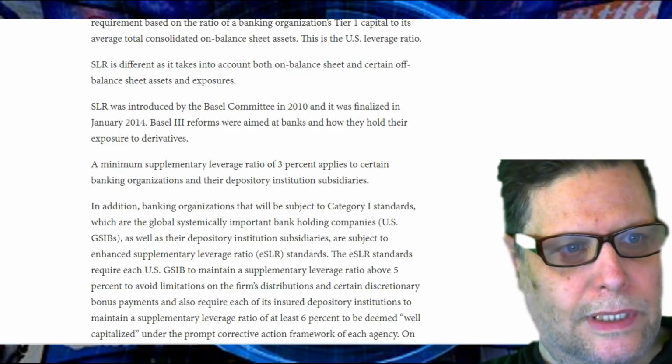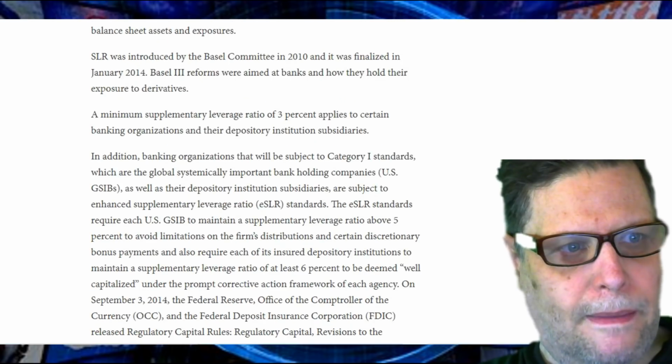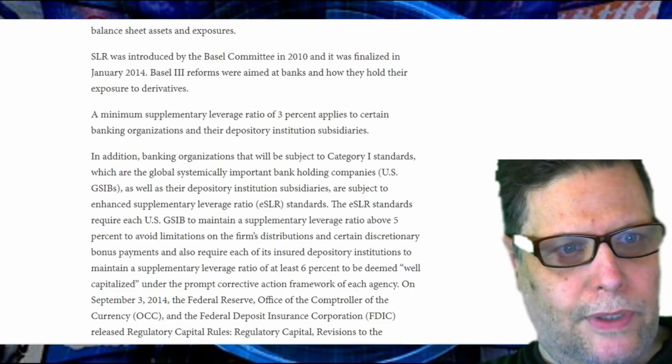SLR was introduced by the Basel Committee in 2010, and it was finalized in January 2014. Basel II reforms were aimed at banks and how they hold their exposure to derivatives. A minimum supplementary leverage ratio of 3% applies to certain banking organizations and their depository institution subsidiaries.